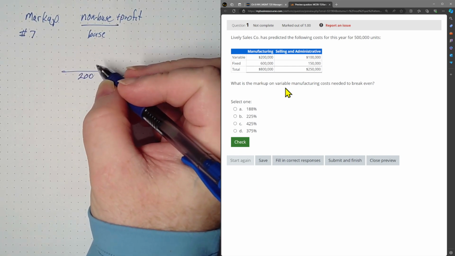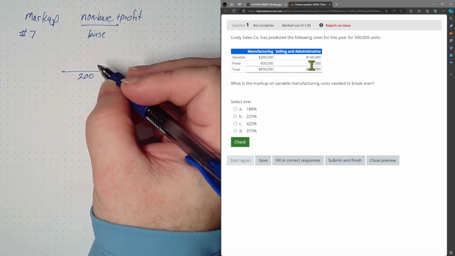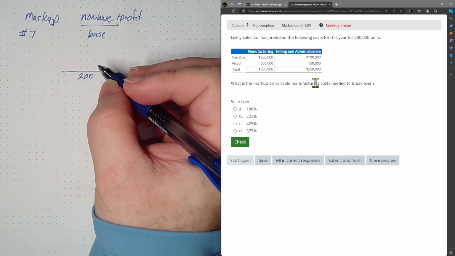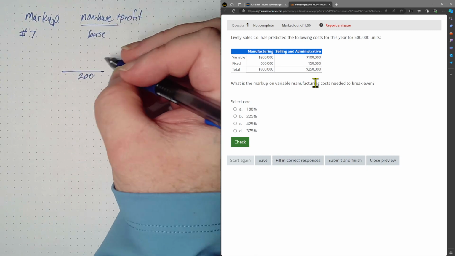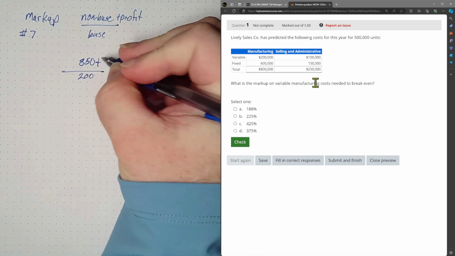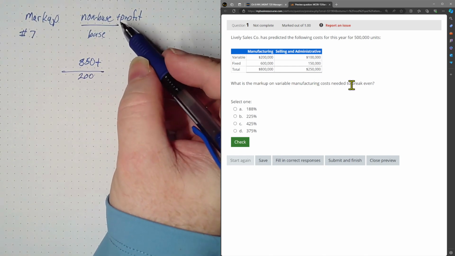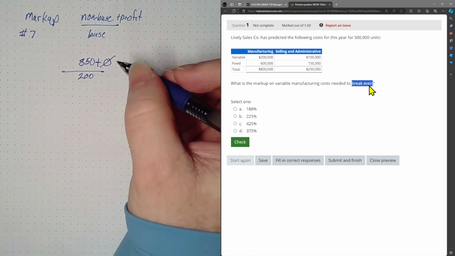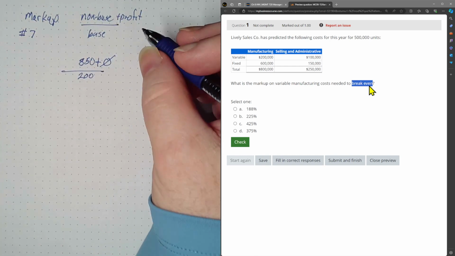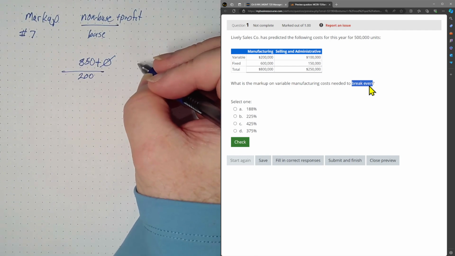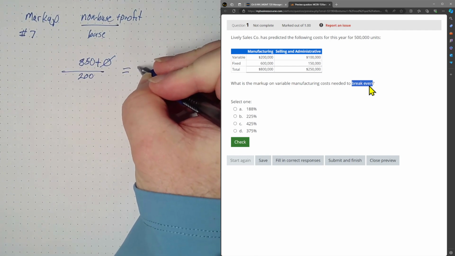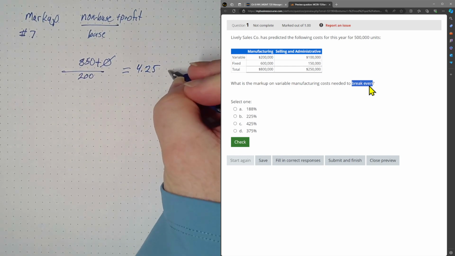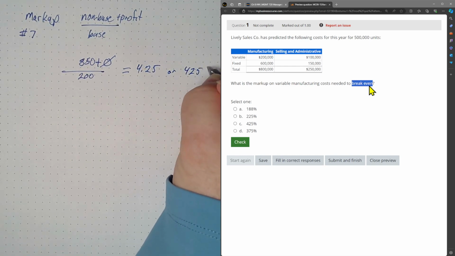and then we put the non-base, which is going to be all the other costs, so 600, 700, 850. And remember, we have to add the profit. But here it says break even. So break even with profit is going to be break even. There is no profit. It's 0. So what do we have? We have 850 over 200. That's going to come out to 4.25 or 425%.